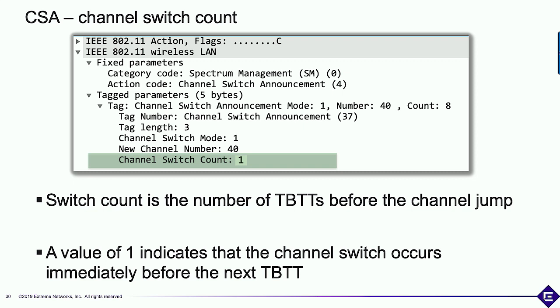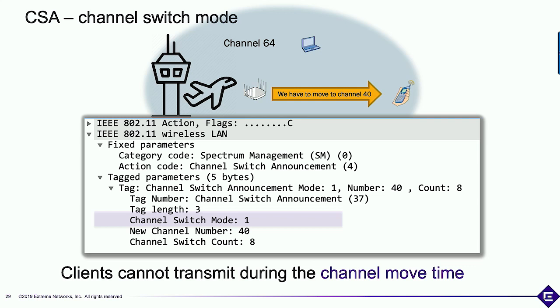Now, you also see in the frame the new channel number right there, in this case, channel 40. But then there's something called the channel switch mode. What is the channel switch mode? Most vendors, you'll see almost always have this as a value of 1. And what that simply means is, as soon as the clients hear any of these channel switch announcement frames, they're told to shut up. In other words, shut up before the jump, okay?